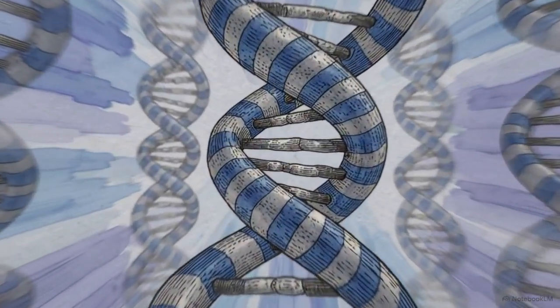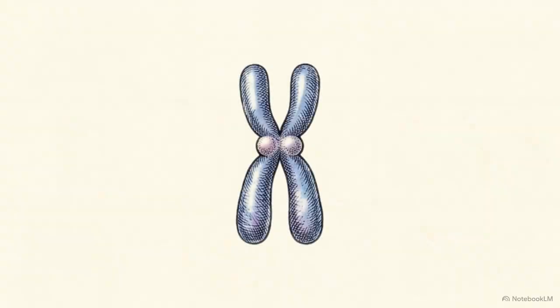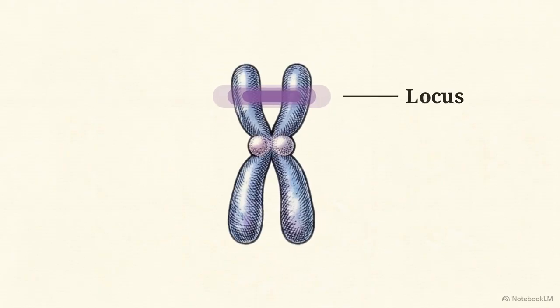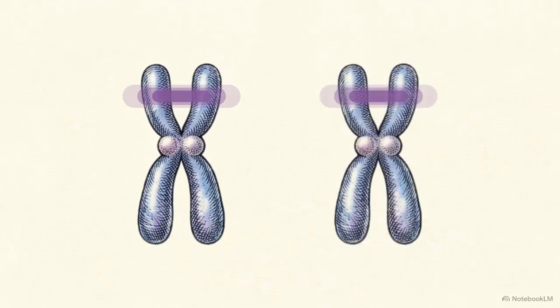the molecular hardware of heredity. That hardware is built on the gene. A gene is a highly specific, functional segment of a DNA strand that determines a particular trait. The exact physical address of that gene on a chromosome is called its locus. This coordinate is fixed. However, the genetic sequence located at that address can vary. We call these alternative variations alleles.